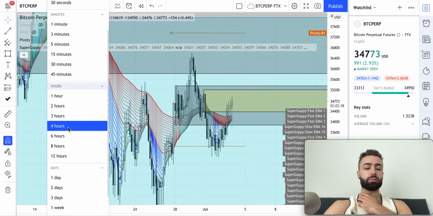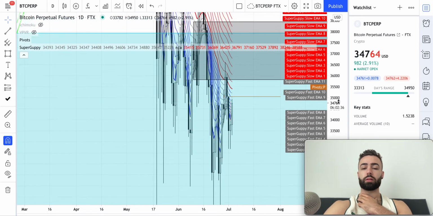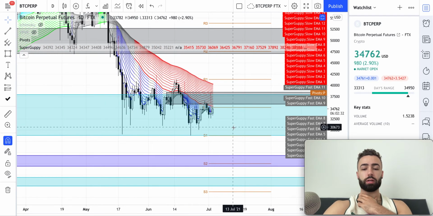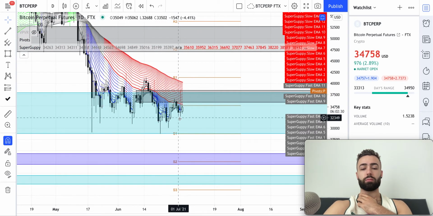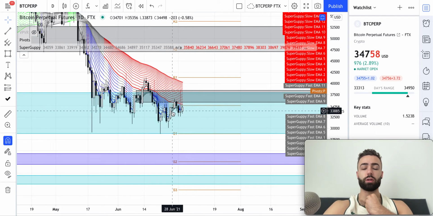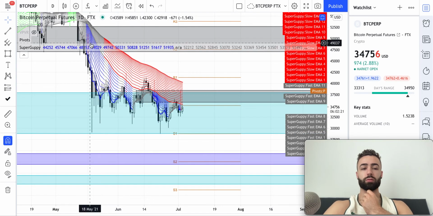If we look at the Super Guppy on the daily, it can give us better clarity. We're still very much in a sustained bear trend here. So like I said, the reason why the bulls would have to form a higher low and higher high is because they want to be able to push through things like this, which are going to resist price going any higher.